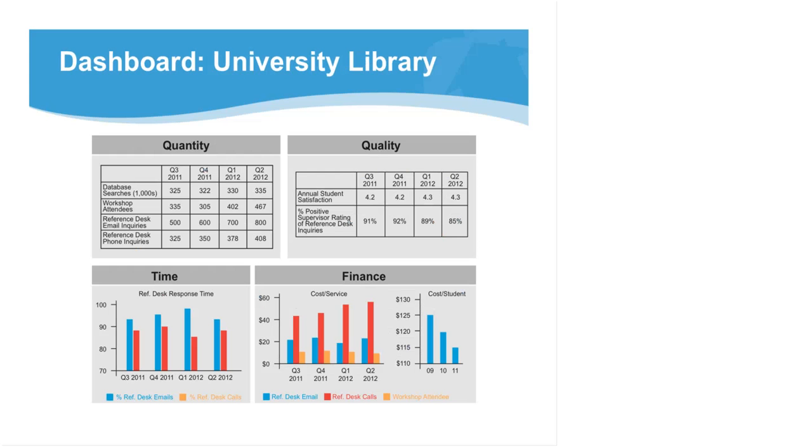Under quantity, you want to track how many database searches are going on. This library offers workshops for its online students, so it's important to see how many people show up. The reference desk handles email inquiries and phone inquiries, so you're tracking both of those. So 4 basic quantity metrics are going on here. It shows the volume of work in this particular library. If you look at these trends, you'll see that this library is providing more service. More students are doing searches, they're coming to workshops, and they're calling the reference desk.